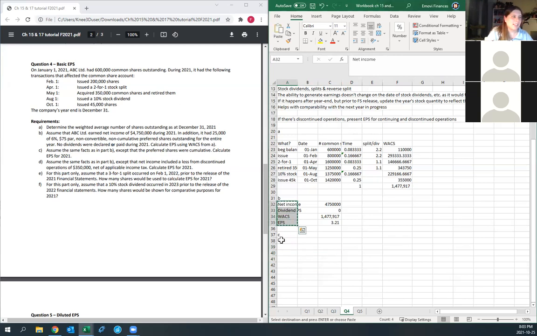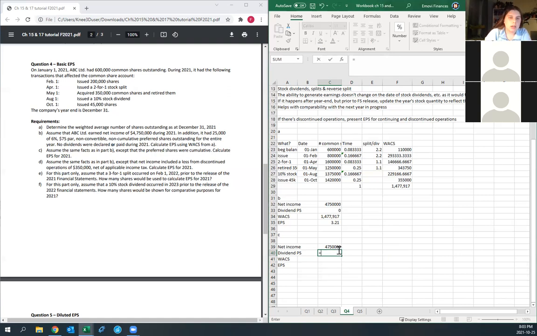All right, so I'm going to copy this. I'm going to put your net income, which is the same, 4.75 million. Your dividend on preferred shares, none were declared, but you still have to take into account, since they were cumulative, that eventually that amount is going to be paid. So you still have to calculate it as if it was paid for the year.